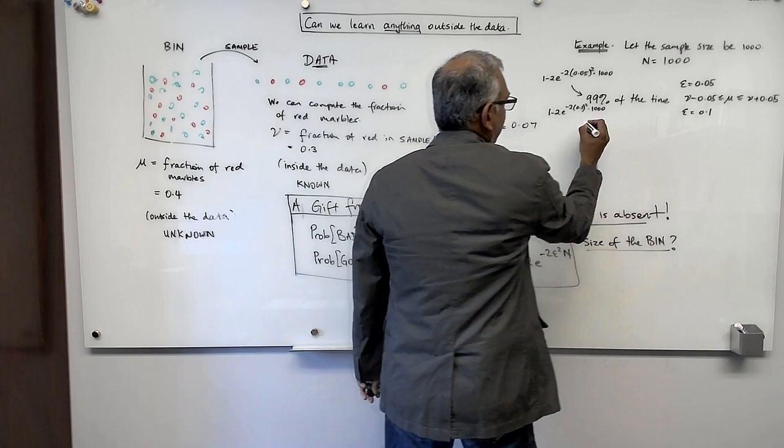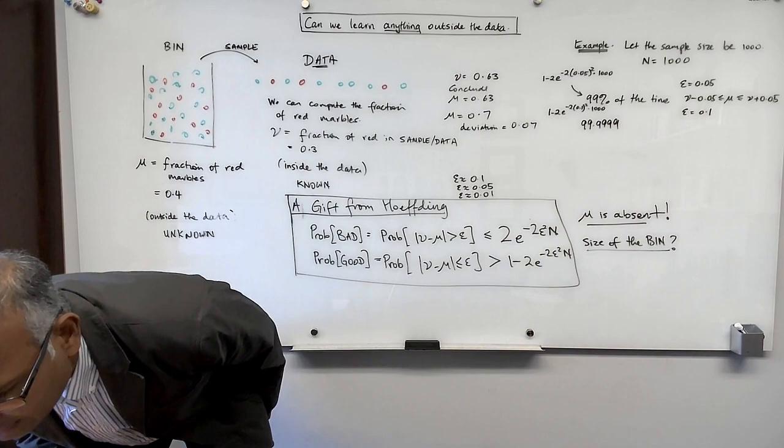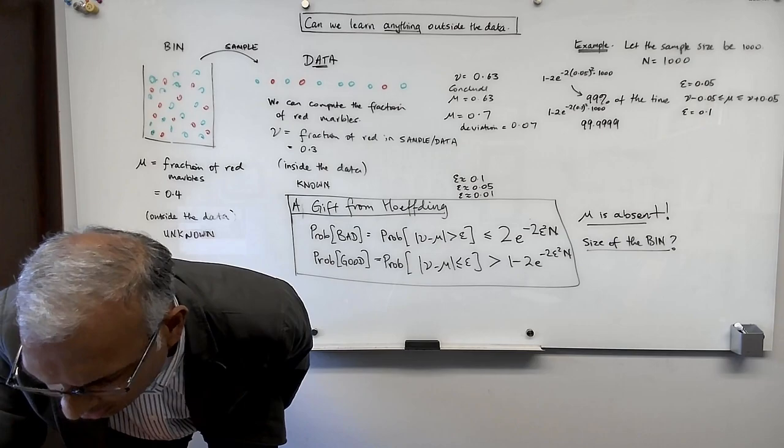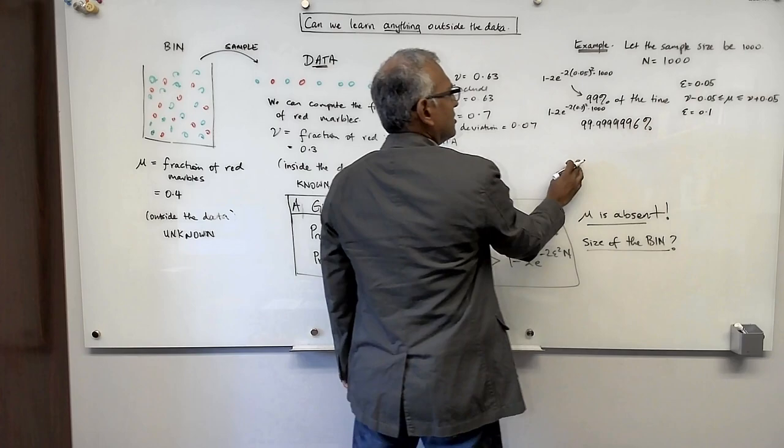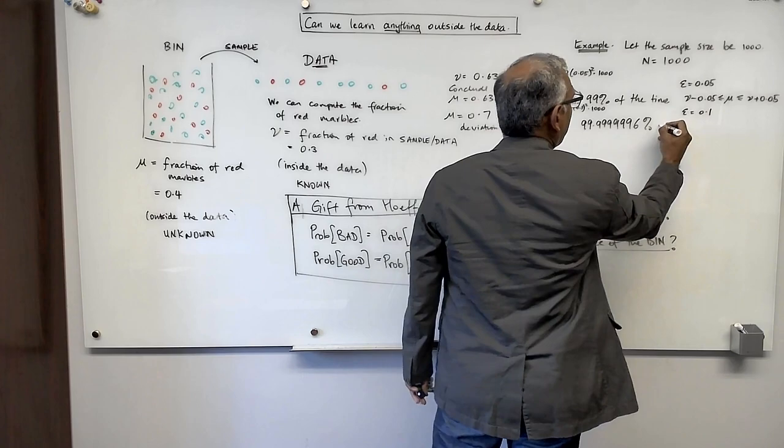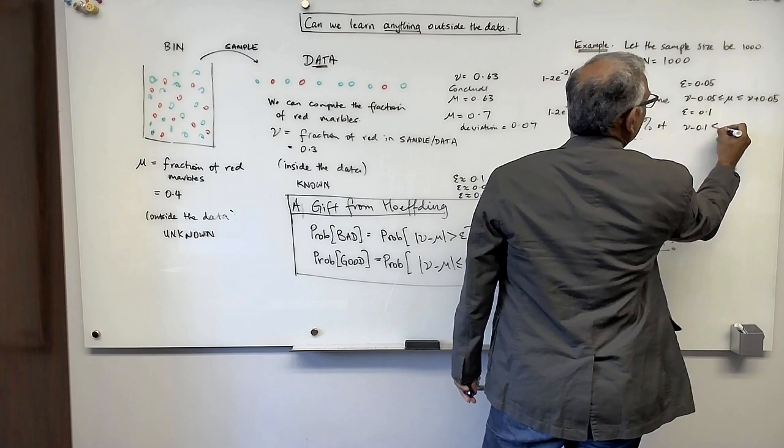In fact, 99.9999, and let's see how many 9s do I have. 1, 2, 3, 4, 5, 6 9s, and then a 6. So 99.999996% of the time, nu minus 0.1 is less than or equal to mu, less than or equal to nu plus 0.1.